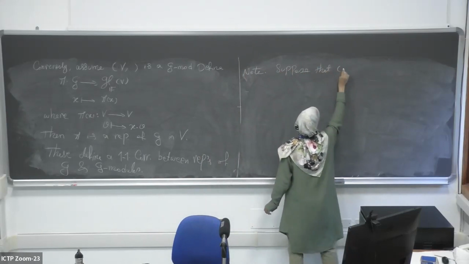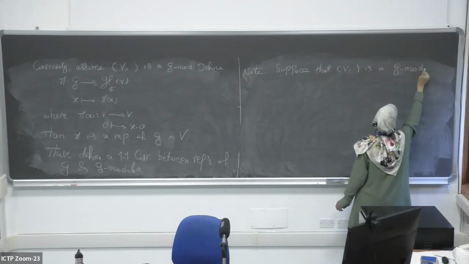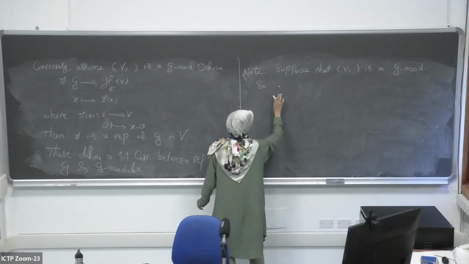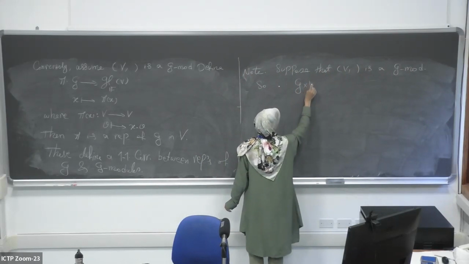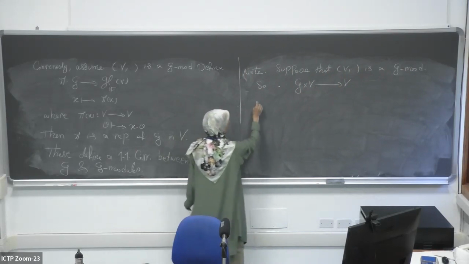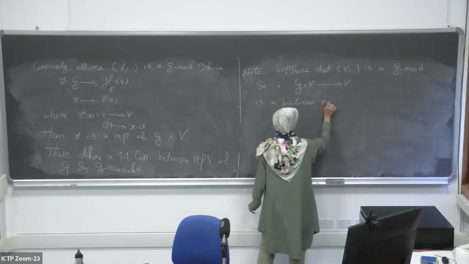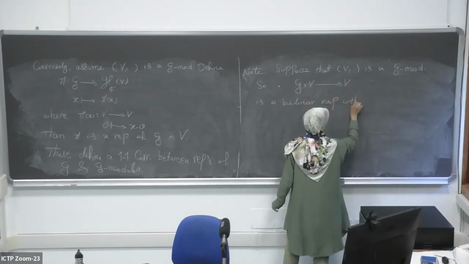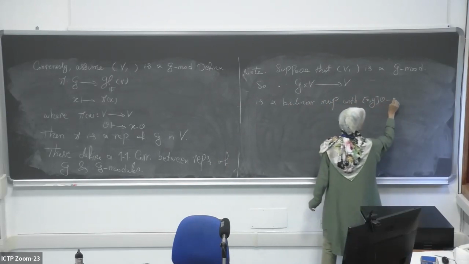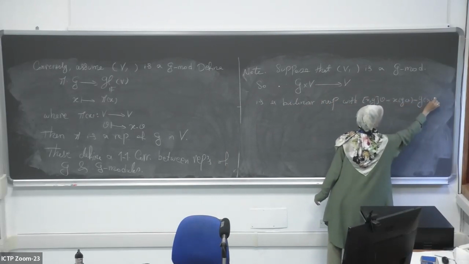Suppose that G is a G module. So dot is a map from G times V to V, and it satisfies some condition. For simplicity, I remove that dot, and I just write it as XYV minus YXV.